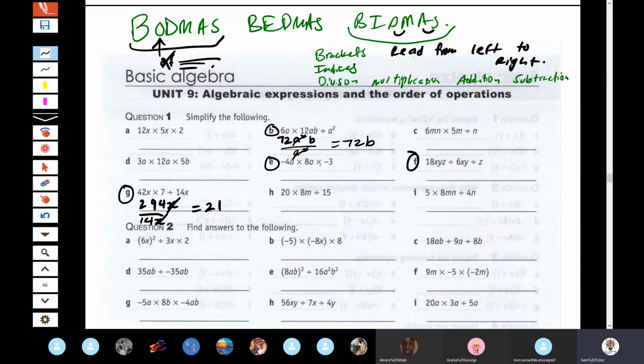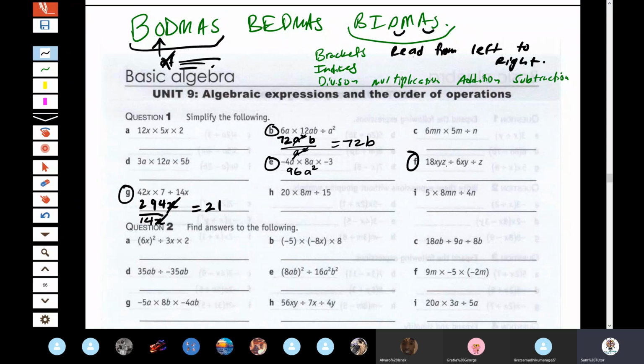-4, this is all times, so I'm just going to multiply it all across. There's nothing fancy to do. Just start multiplying. So -4 times 8 is -32. -32 times 3 should be 96. So that's positive 96, because a negative and a negative makes a positive. And then A times A? A squared. Good work.